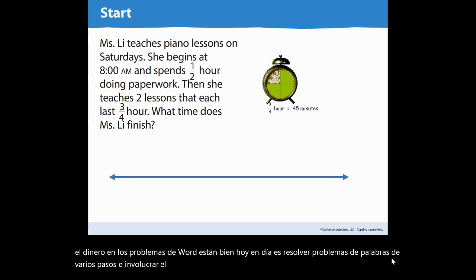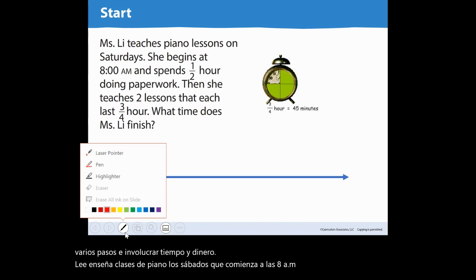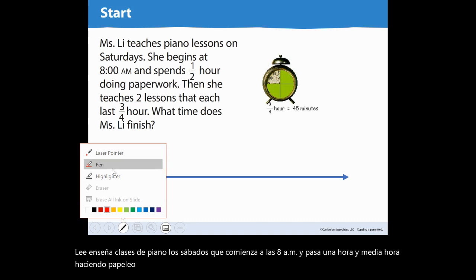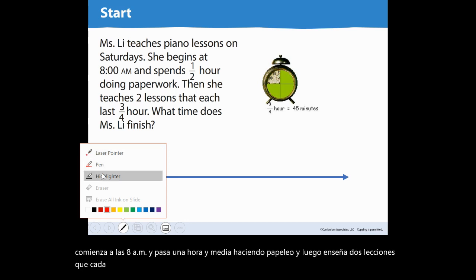So our start problem is Miss Lee teaches piano lessons on Saturdays. She begins at 8 a.m. and spends a half hour doing paperwork. Then she teaches 2 lessons that each last 3/4 of an hour. What time does Miss Lee finish?